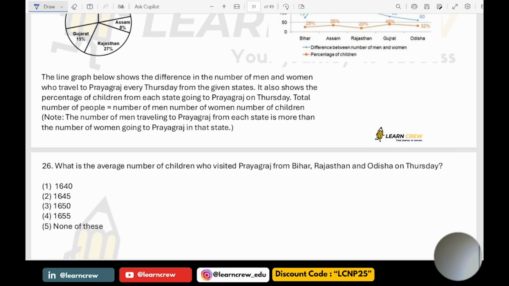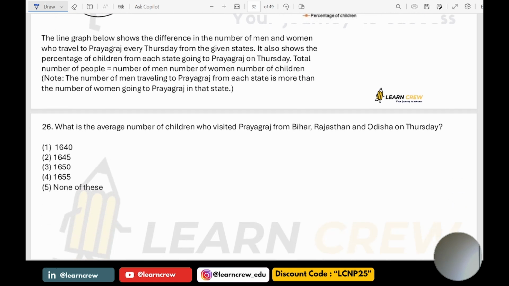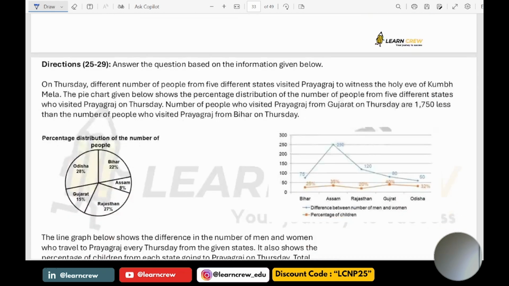What is the average number of children who visited Prayagraj from Bihar, Rajasthan and Odisha? So 1375 plus 1350 plus 2240 are the respective children from the states. Divide by 3 will give you 4965 by 3, which is 1655. So the answer is option 4. Next.